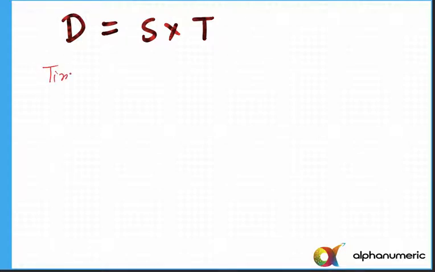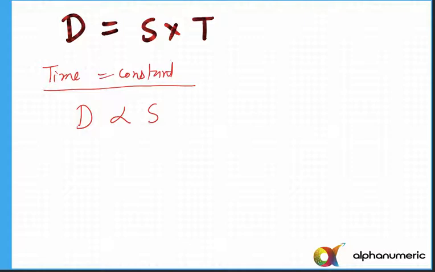Like earlier, I told you that there is only one formula. Distance is always equal to speed into time. Now, let's assume that the time is constant. If the time is constant, can I say that to travel more distance, I need to increase the speed? If I need to travel less distance, I need to decrease my speed in the same amount of time. So when time is constant, distance will always be directly proportional to speed. Which means if I need to travel more distance, I need to increase my speed. If I need to travel less distance, I need to decrease my speed.